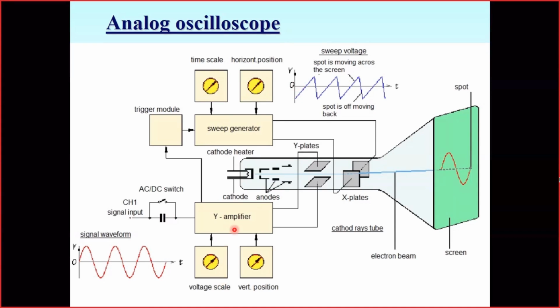For the Y amplifier, it's the same. The voltage scale changes the gain of the amplifier. Hereby, it changes how far the beam deflects with a given input voltage.